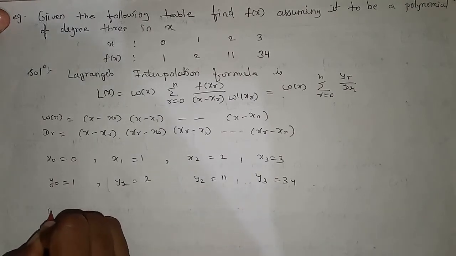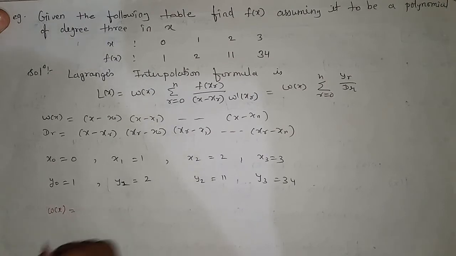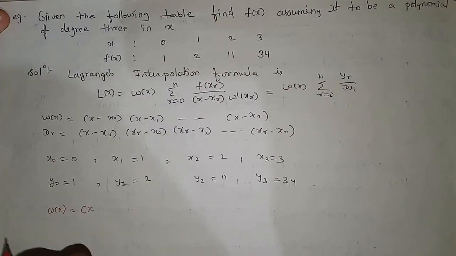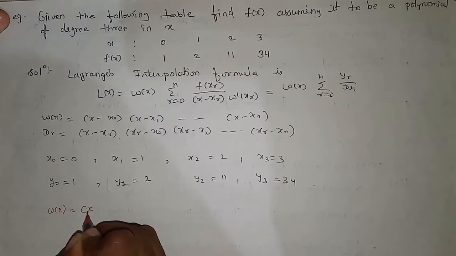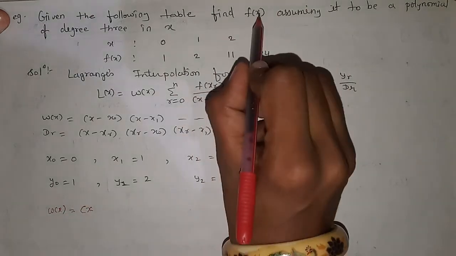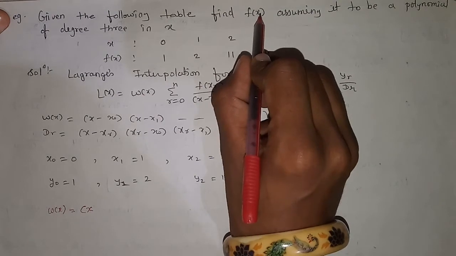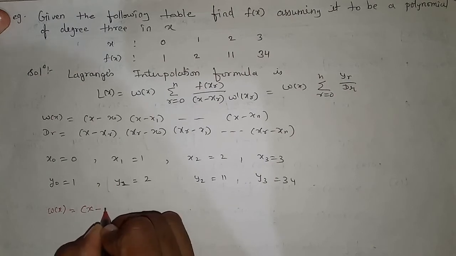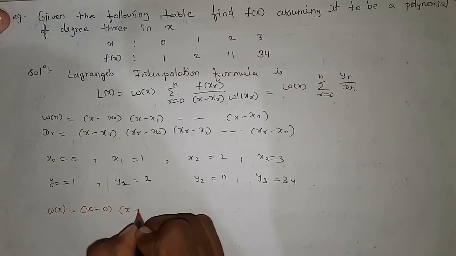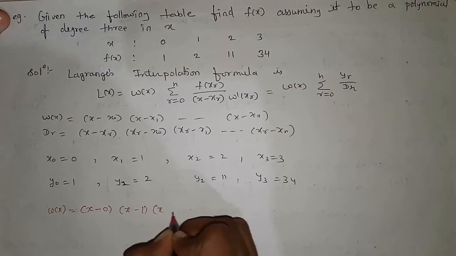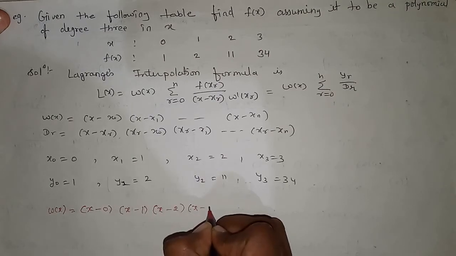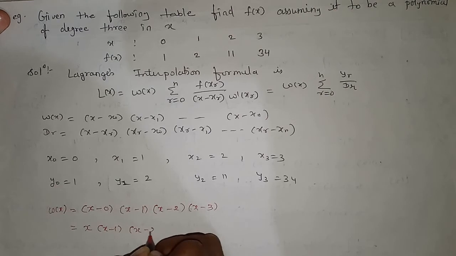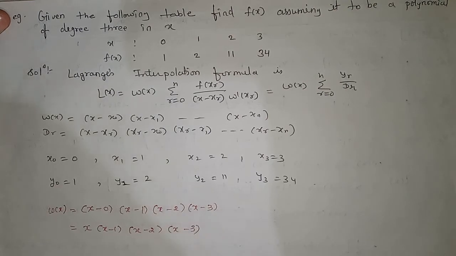If we want to calculate w(x), what is that? Here x is not given, therefore we will write x as x only. If an x value is given, then instead of writing x, we will write that value. Suppose it is asked to find f of 1.5, then instead of writing x, I will write 1.5 here. So x minus x0, which is 0. x minus x1 is 1. x minus x2 is 2. x minus x3 is 3. So we have w(x) equal to x, x minus 1, x minus 2, and x minus 3. So this is our w(x).